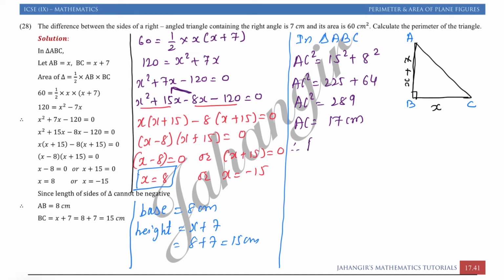So therefore perimeter of triangle is equal to AB, that is 8 centimeter, sorry, AB is 15, 15 plus 8 plus 17, which is 40 centimeter.